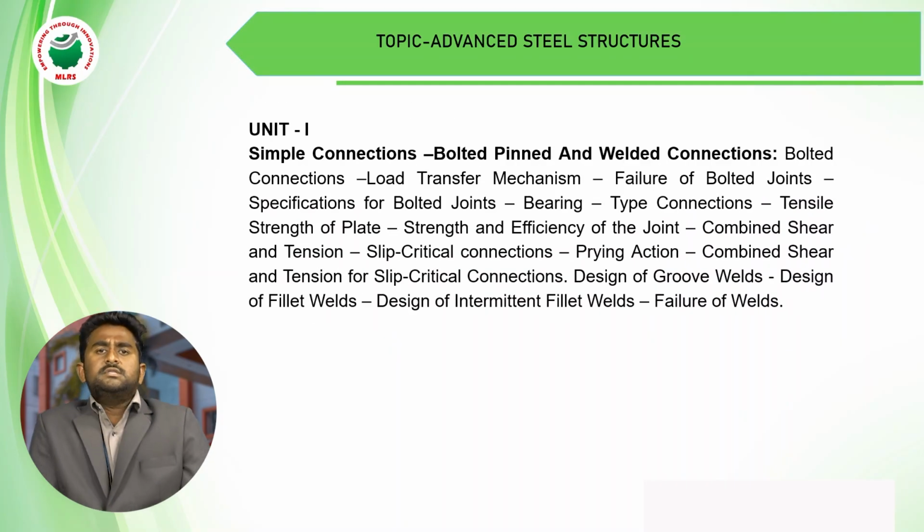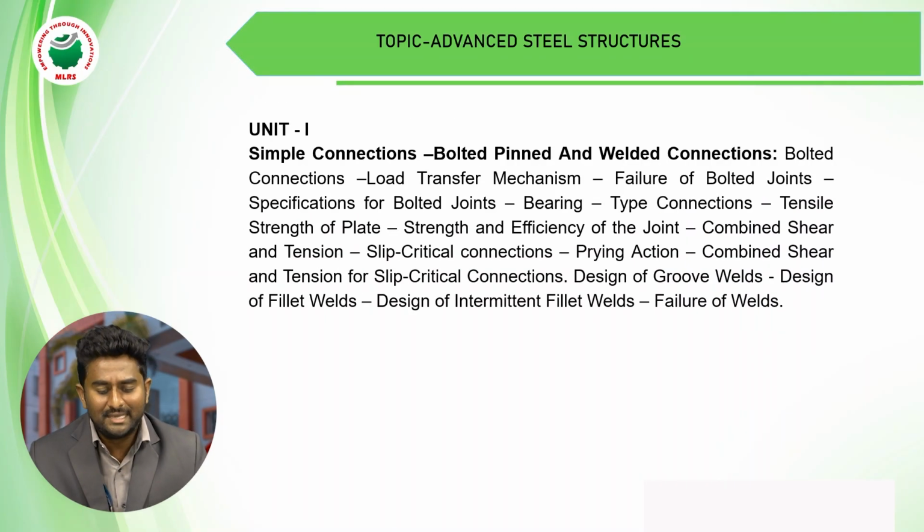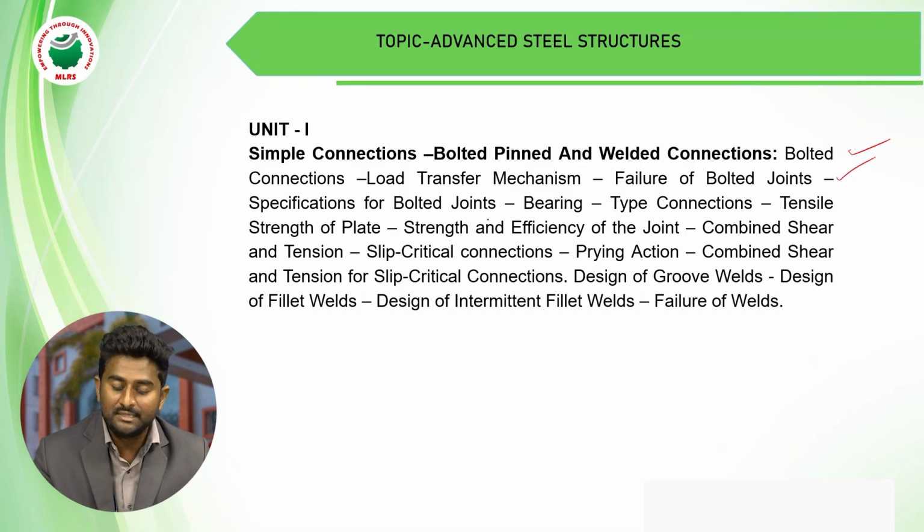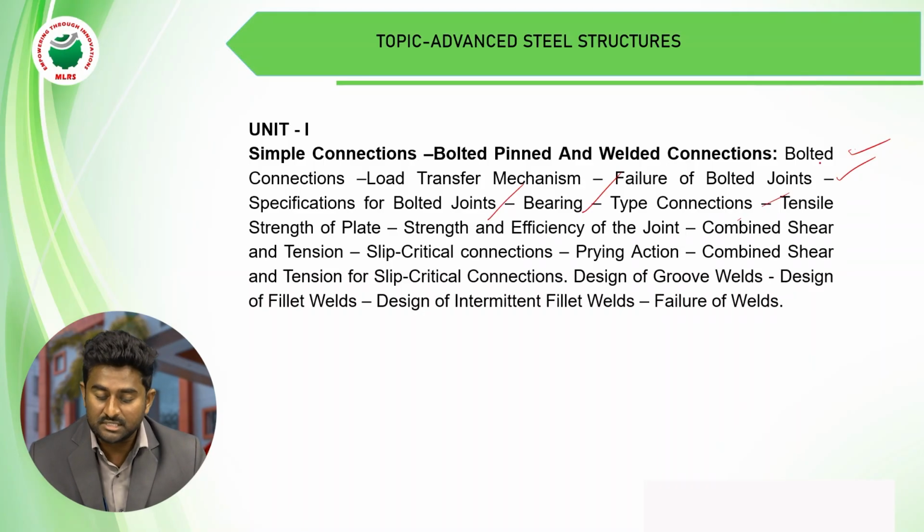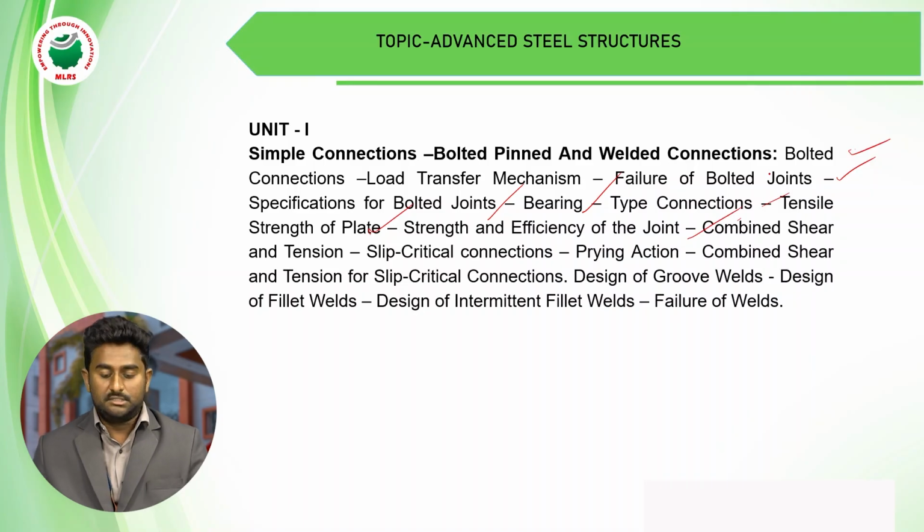Now, these are the five units. First unit is simple connections: bolted, pinned and welded connections. First concept is bolted connections: load transfer mechanism, failure of bolt joints, specifications of joints, bearing, types of connections, tensile strength of the plate and combined shear and tension in the steel structures.